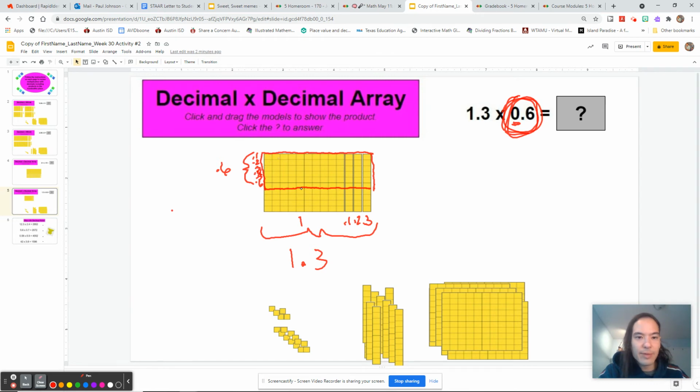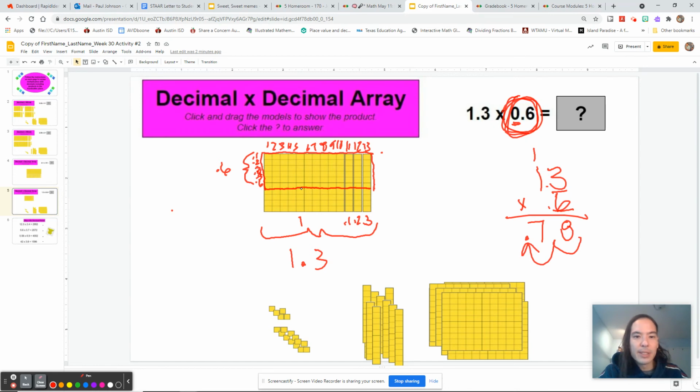So we're going to count how many are in here. There's 1, 2, 3, 4, 5, 6. How many groups of 6? 3, 4, 5, 6, 7, 8, 9, 10, 11, 12, 13. So we have 13 groups of 6, right? Which is the same thing as 1 3/10 times 6/10. All right, so when we do the math, 6 times 13 is 78. 2 decimal places should be 78 hundredths. And all of these squares inside the box will equal 78.